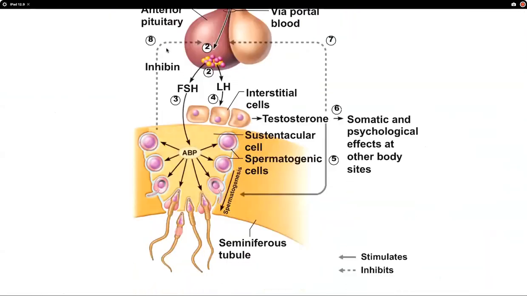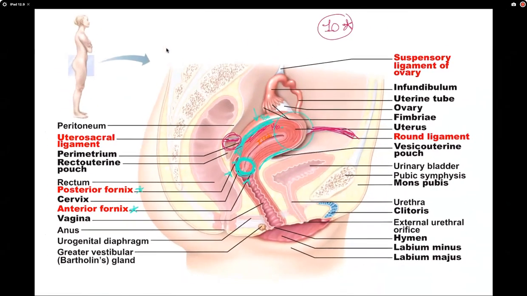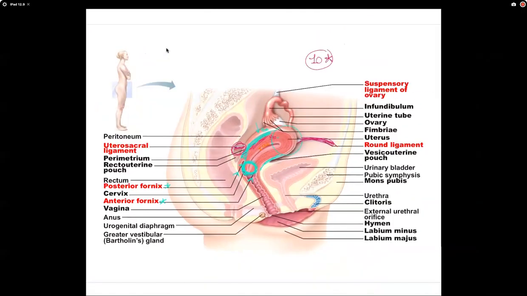We have four diagrams which are gonna be related to the female reproductive system. First of them is showing the sagittal section of the female pelvis, showing the reproductive organs and the related pelvic organs. So if you notice, this is the uterus, the vagina. In front of the uterus and the vagina, we've got the urinary bladder and the urethra.